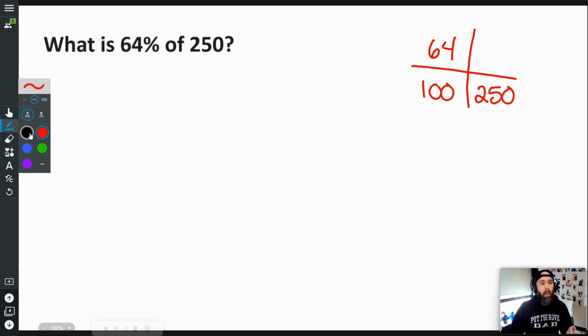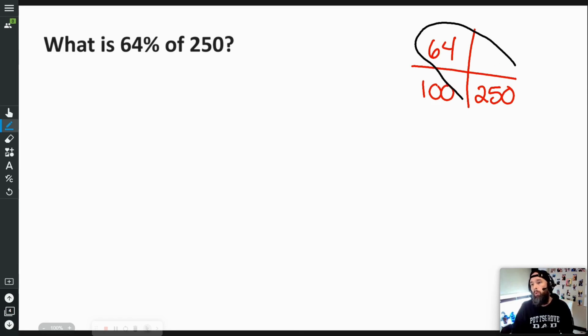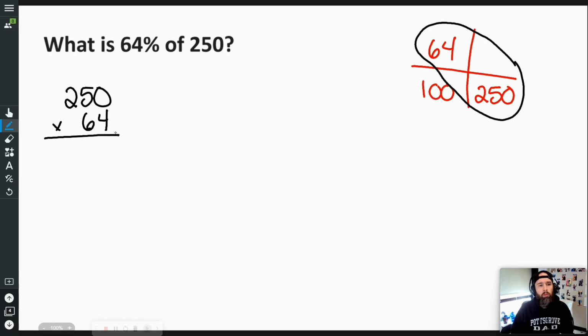Now, whenever we have a ratio table, we cross multiply the numbers that are diagonal from each other. So we cross multiplied 64 times 250. Now, there's nothing wrong with going off to the side and doing the whole math. So I'm going to do that. Always put the smaller digit number on the bottom. We're going to multiply 250 times 64. So 4 times 0 is 0. 4 times 5 is 20. Write out your 0, carry the 2. 4 times 2 is 8. 8 plus 2 is 10. So write out your 10.